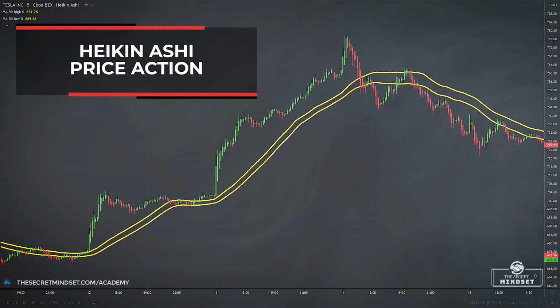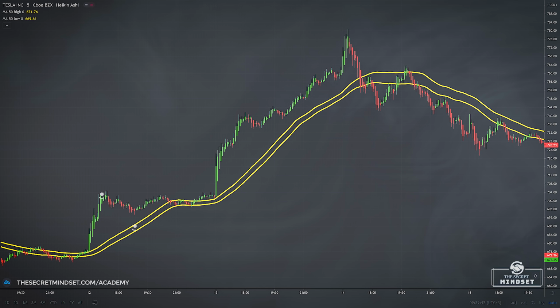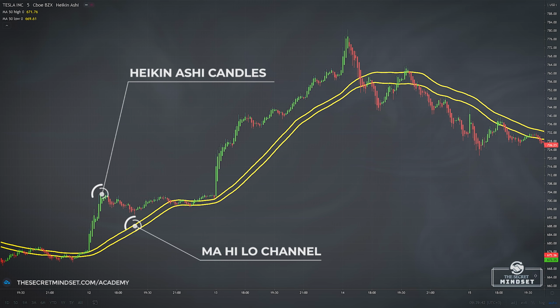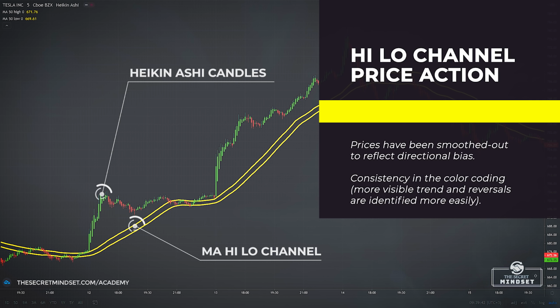And my favorite way to trade price action is by using Heikin Ashi bars. When using Heikin Ashi, you can trade it the same way as you would a traditional candlestick chart. The difference is that prices have been smoothed out to reflect directional bias. As with candlesticks, you might use chart patterns with the Heikin Ashi, but your view might be better informed by the consistency in the color coding, which may indicate reversal bars more clearly and sometimes more accurately.